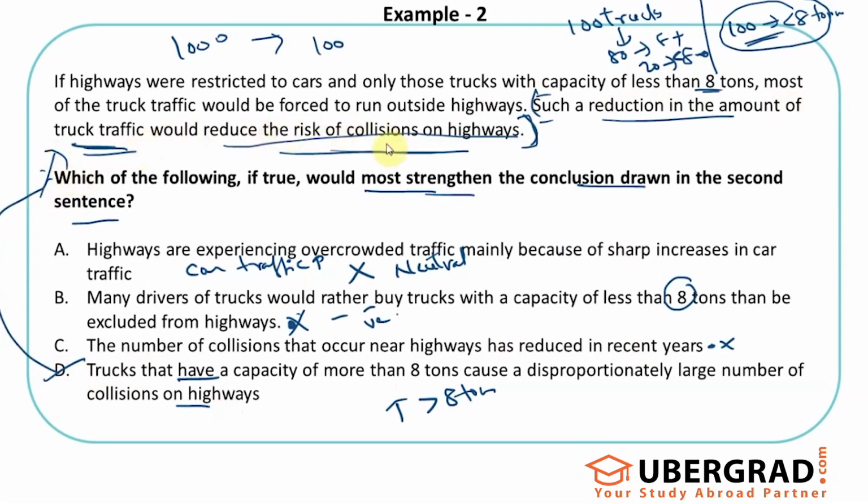Once we have fewer vehicles of more than 8 tons, it will reduce the risk of collisions. So this is agreeing with it because most of the accidents are happening because of the trucks of more than 8 tons. So this statement is agreeing with the conclusion, and that's why it is strengthening it. That's why this is the answer.